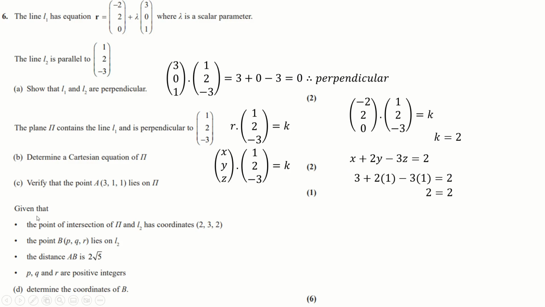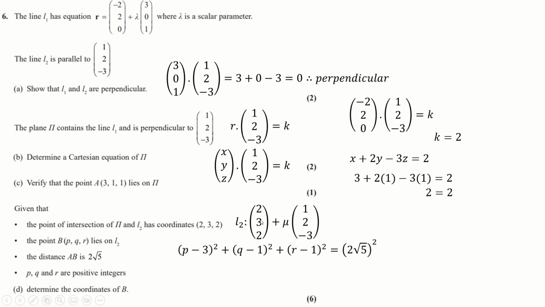Given that the point of intersection has coordinates 2, 3, 2, and this and that, determine the coordinates of B. So what we'll start by doing is defining L2, because we now know that it goes through this coordinate here. That's what it tells us here, because if it intersects pi at this coordinate, then it must go through that coordinate, plus some amount of its direction vector that we were told earlier. And we can group that up. Well, I'll group it up in a second.